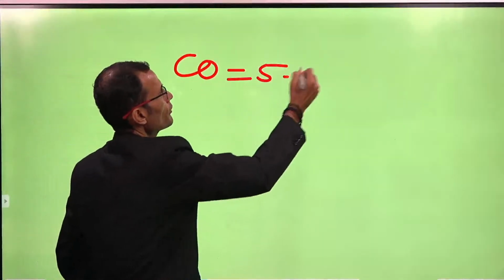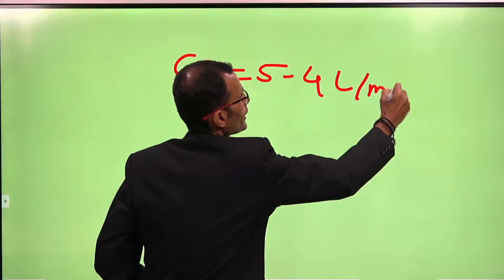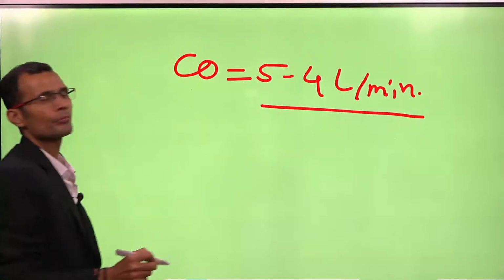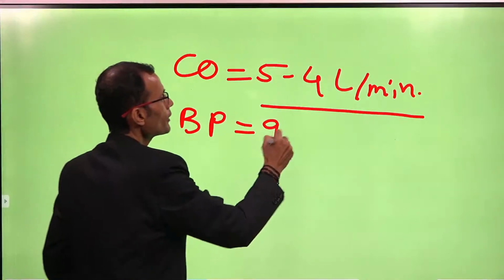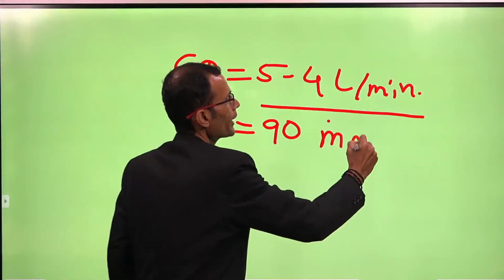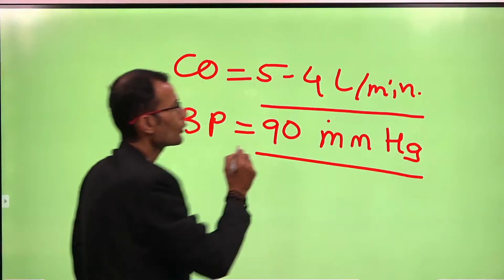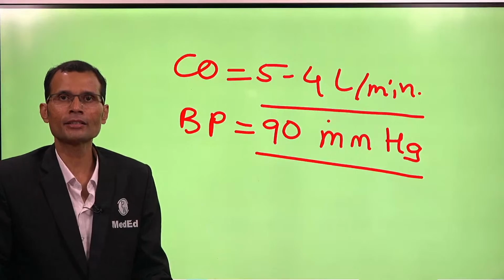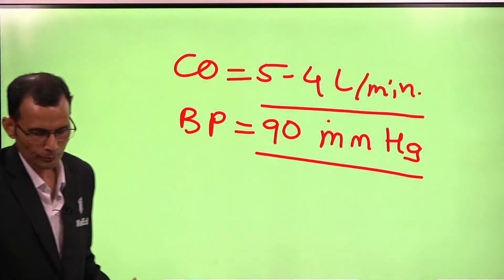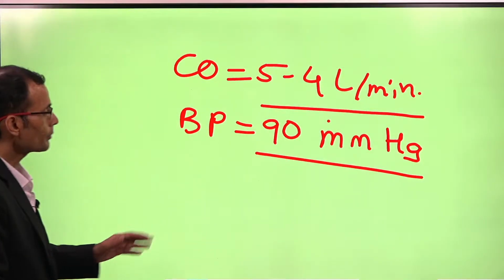See here, cardiac output was given to be 5.4 liters per minute and arterial BP is given to be 90 mm of Hg. Okay, so how much is the peripheral resistance? That was the question.